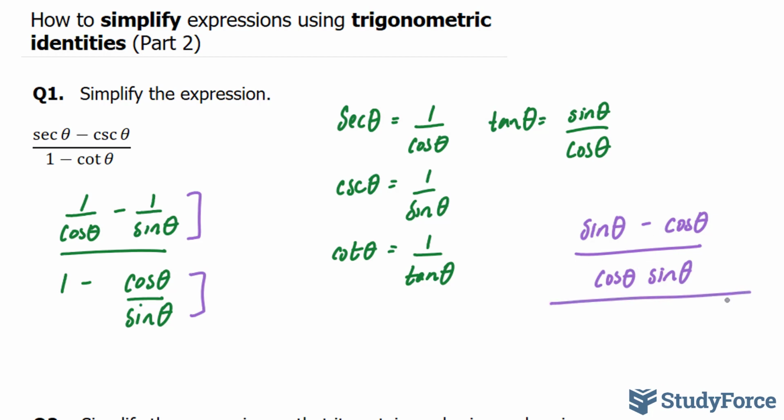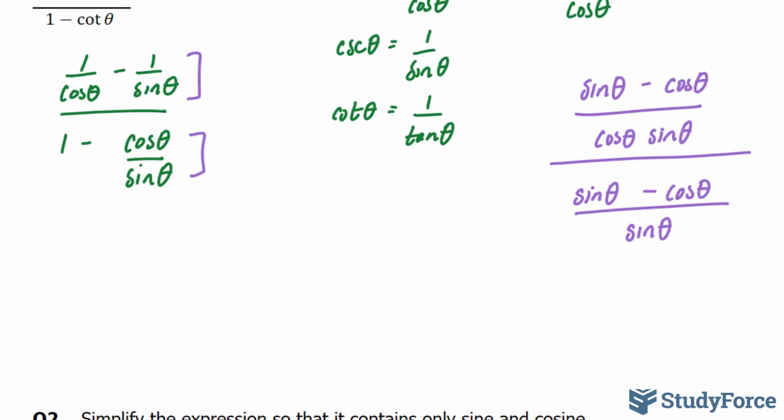That's the numerator. In the denominator position, we have 1 minus this, and once again I'll find a common denominator. The common denominator here would be sine theta, and at the top we'll have sine theta times 1, which is sine theta minus cosine theta. Now what we have is two fractions being divided by each other. Imagine if we had 1 over 2 divided by 3 over 4. What you would do is you would flip the 4 and the 3, and you would change that to multiply.